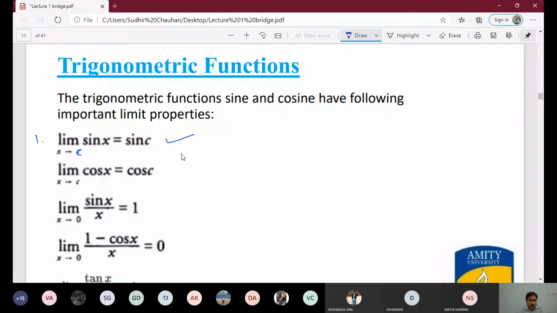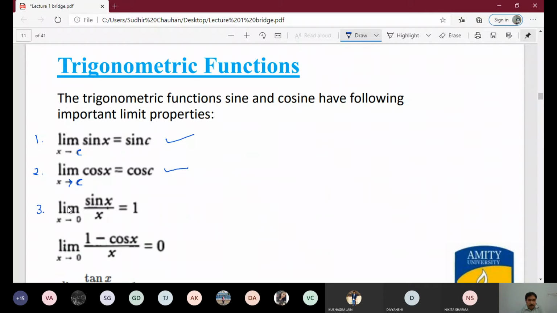So in the case of sine, if x tends to some constant, we can directly put it in and it will be equal to sin c. Now number two, we take the limit as x tends to c of cos x. We can directly put x equal to c and the value will be cos c. So we can directly put it in when x is tending to some constant.